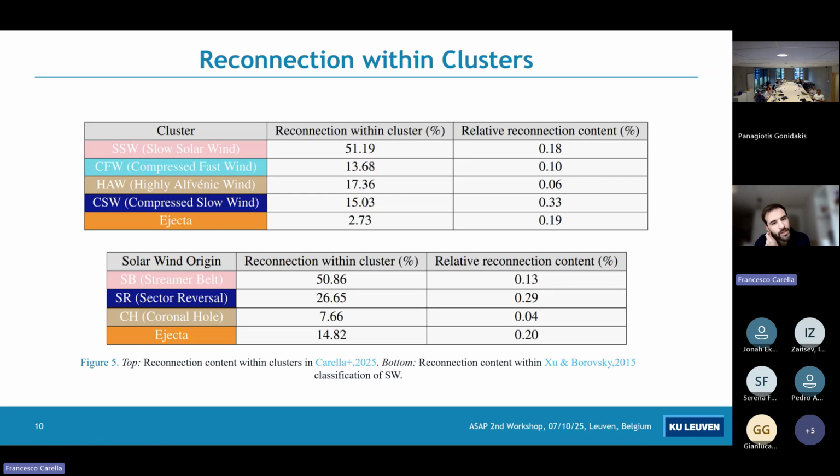We count the reconnection within the cluster, and we see that most of the reconnection is happening in the slow solar wind cluster, followed by the highly Alfvénic wind, and then we have the rest of the reconnection between the compressed slow wind and the compressed fast wind, and a small portion in the ejecta. It is mostly compatible with Zuborowski's classification scheme. Of course, with the ejecta there is a difference, because part of the ejecta in Zuborowski is our compressed fast wind.